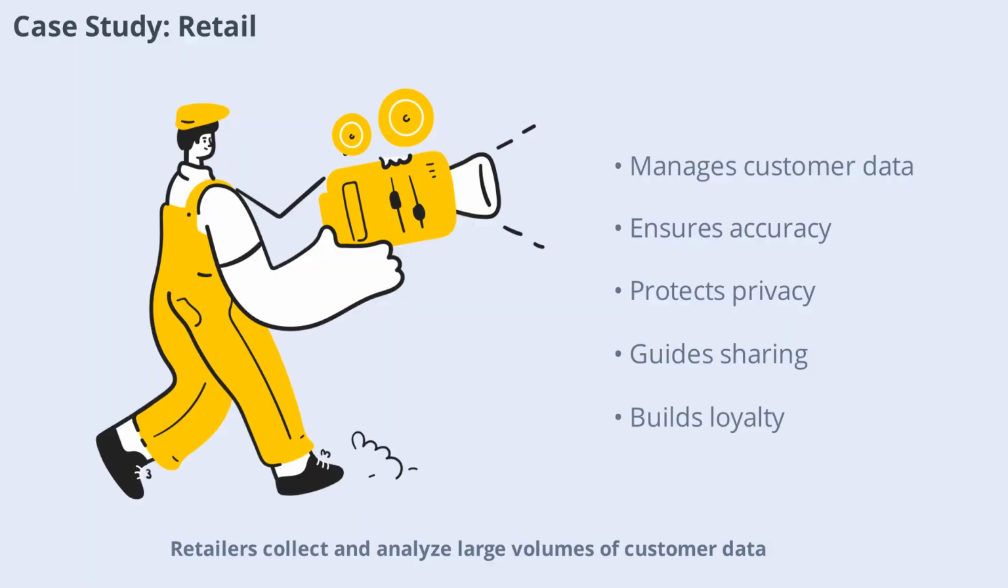Retailers collect and analyze large volumes of customer data. Data governance helps ensure that this data is accurate, secure, and used ethically. Policies guide data collection, storage, and sharing, while compliance efforts focus on privacy regulations. By governing data effectively, retailers can personalize experiences and build customer loyalty.